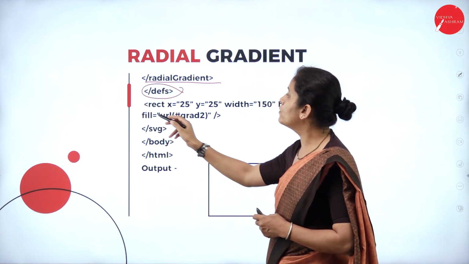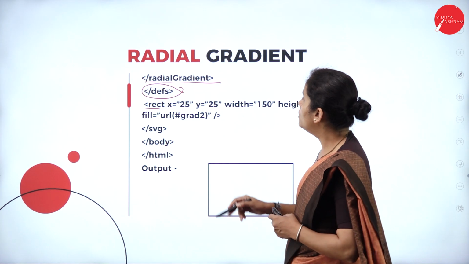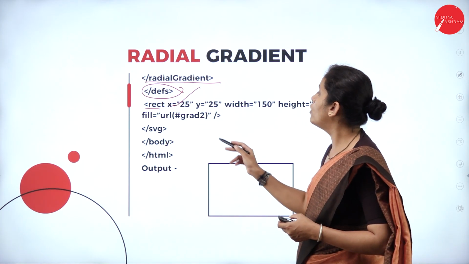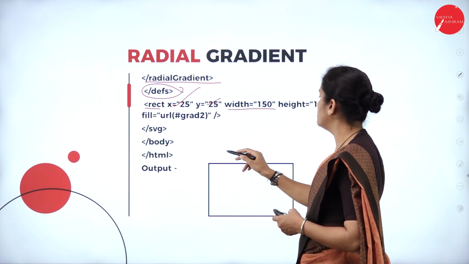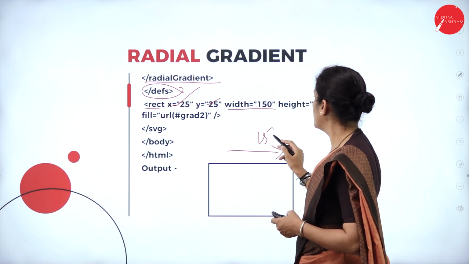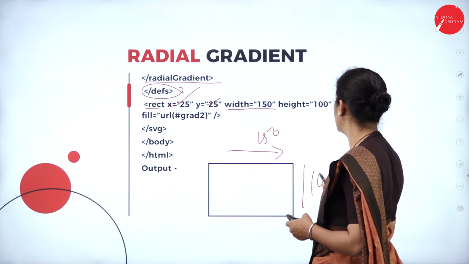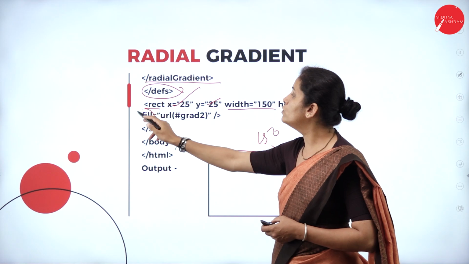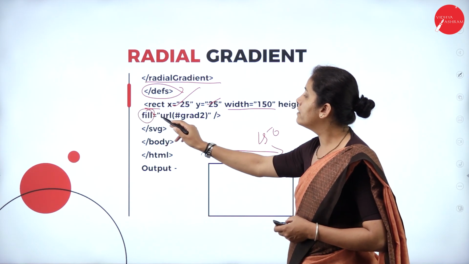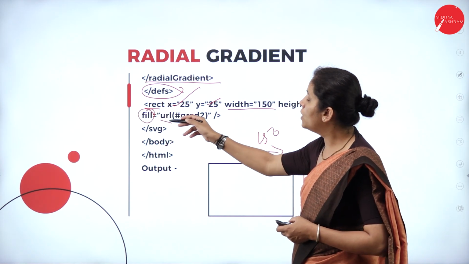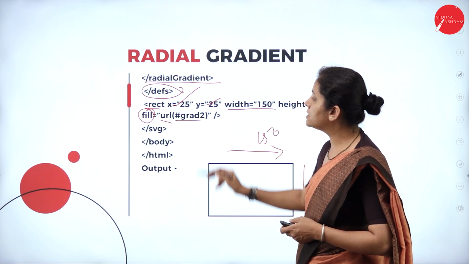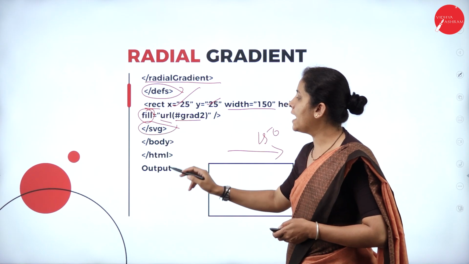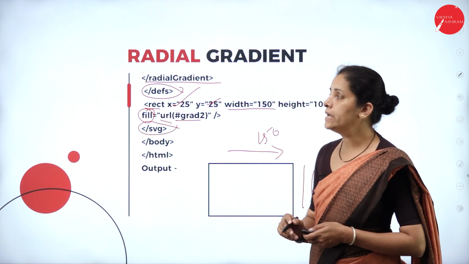Then I'm going to call the rect. I'm going to pass the values: x coordinate 25, y coordinate 25, width 150, height 100. And for fill, I want to fill the color, so fill with URL, and I'm going to pass the ID. Then I'm going to close the SVG tag, the body, and the HTML.